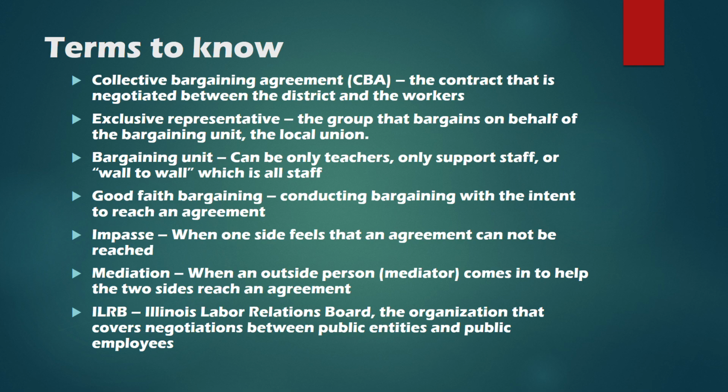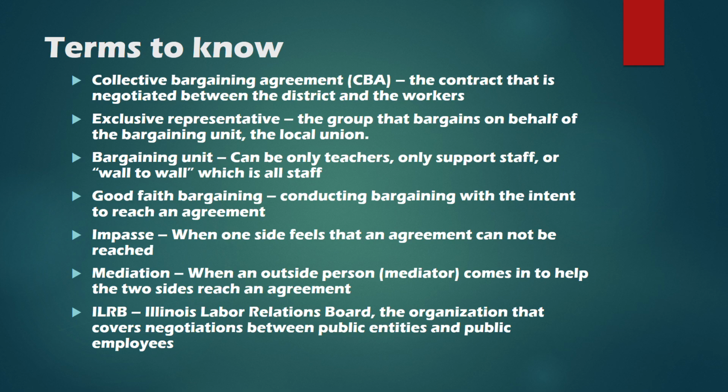Next is the term impasse. Impasse is when one side feels that we're not going to reach an agreement. We've come to a point where we are at a stalemate, we've hit a wall, and it does not have to be both sides agree to an impasse. Impasse just means one side is like, we can't go any further. We've reached a point where we cannot continue to go on. And so that's the first step of many towards getting to a point where the workers may choose to go on strike, which is to declare an impasse.